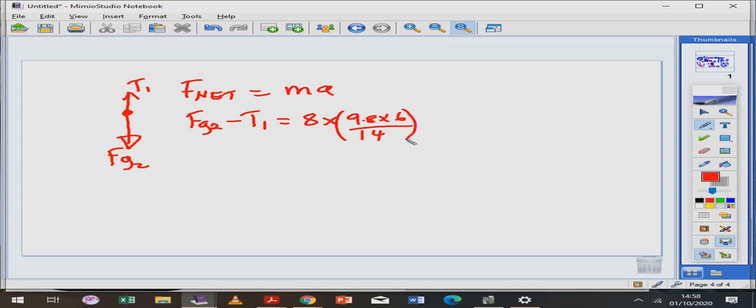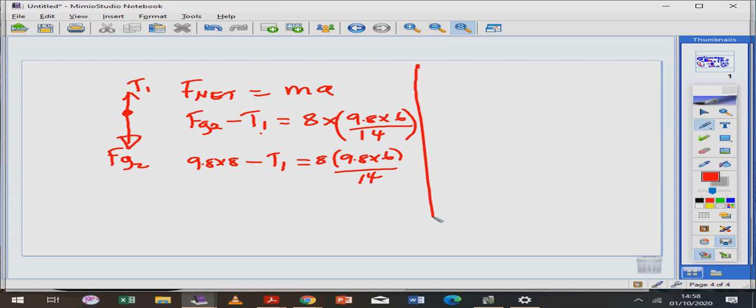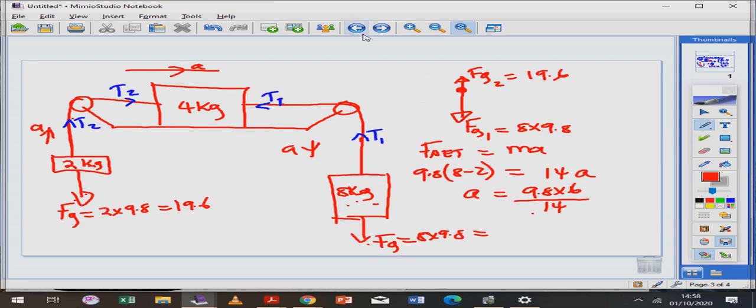So the only unknown, I hope you can see, is going to be T1, because we know Fg2 is 9.8 times 8 minus T1 is equal to 8 times 9.8 times 6 over 14. You guys work out the math and find the answers. So this helps me get T1. I can do the same exact thing to get T2. So if I do the same thing for this, I can get T2.